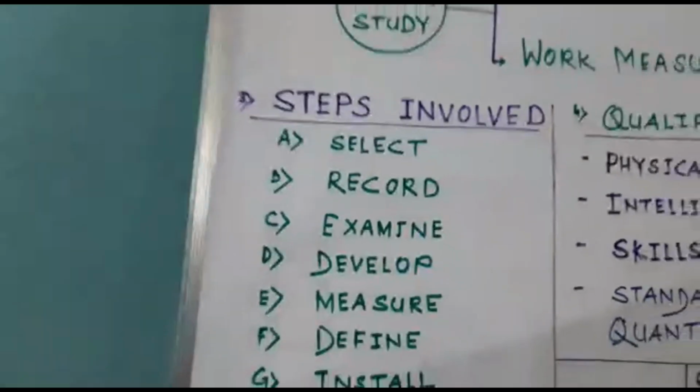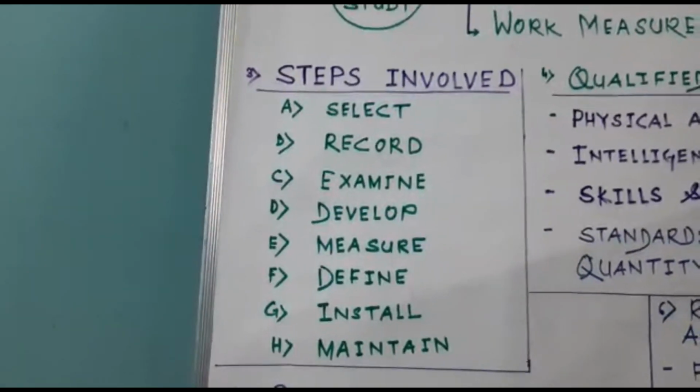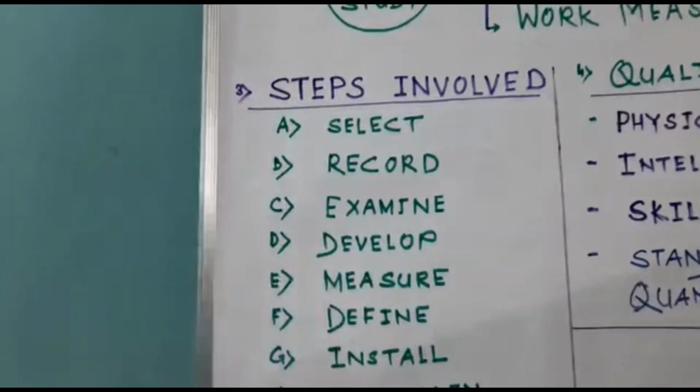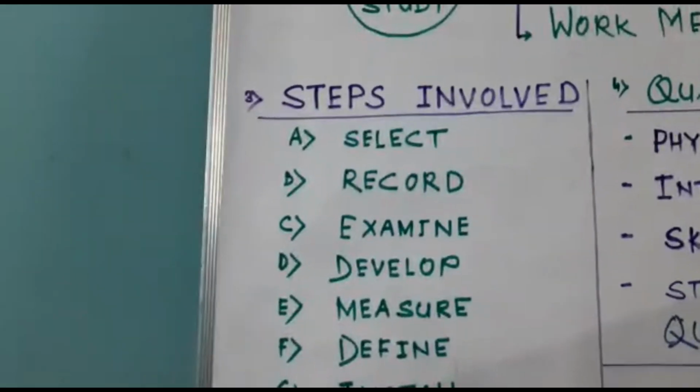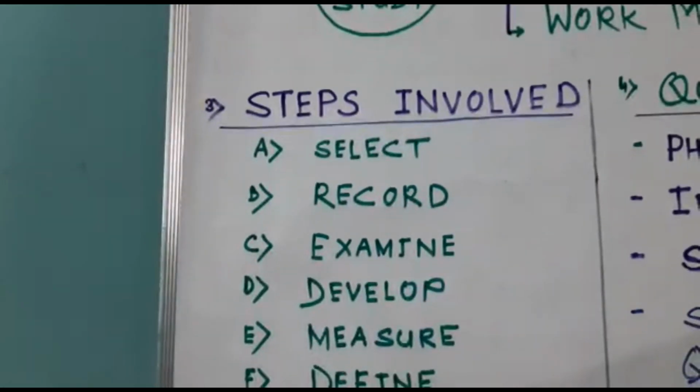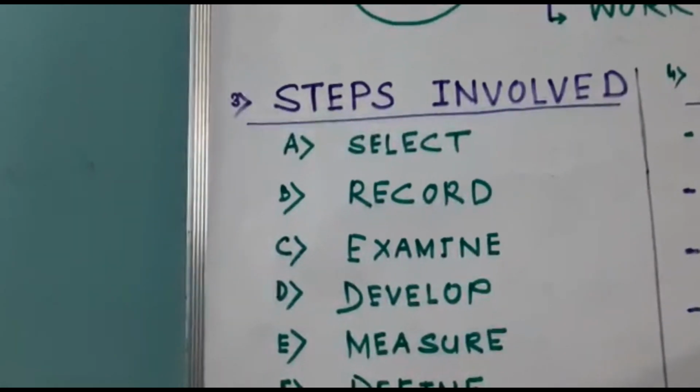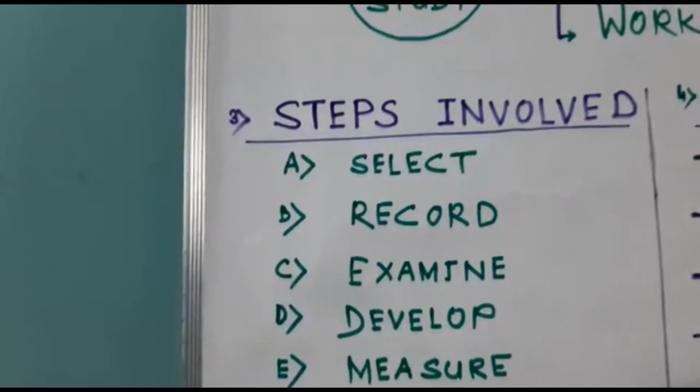Now, what are the steps? Let's see the steps involved in doing or conducting a work study. The steps are, first, we have to select the job which will be under study. So select the job or the process which is to be studied. Second is record.